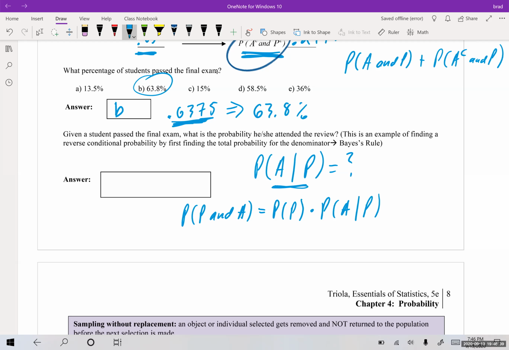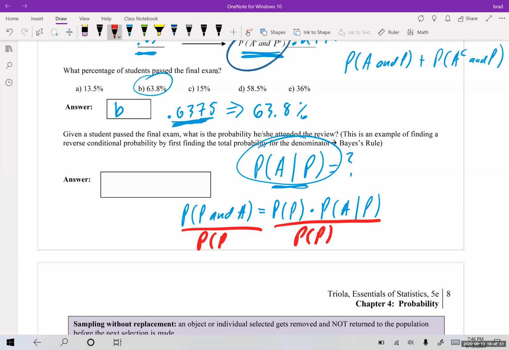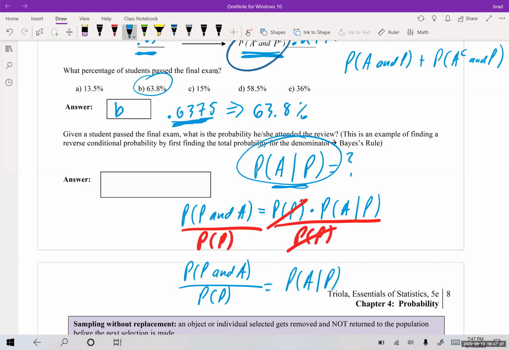So here's what we're going to do. We're going to solve for this. I'm going to divide both sides by the probability of passing. So this will cancel with this, just like in your old school math. Now this becomes the probability of passing and attending divided by the probability of passing, which is equal to the probability of A, given that you passed. So this is a slightly harder problem. However, you know all of these things. What's the probability of attending and passing?